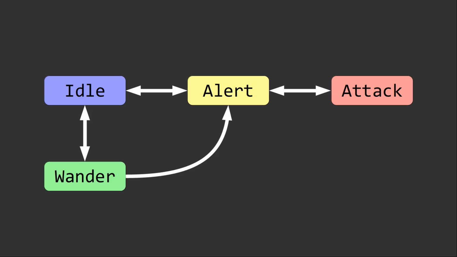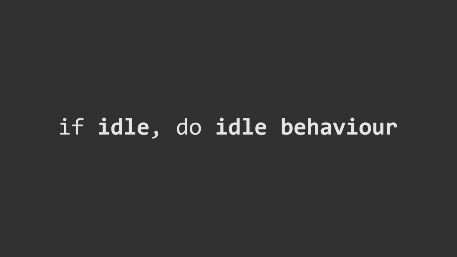We can see how all of the states are related and how we could actually go about coding this. So the basic code logic for a state is just going to be, if we're in this state, do that state's behavior. And there's a few ways we can accomplish this using GML in GameMaker.